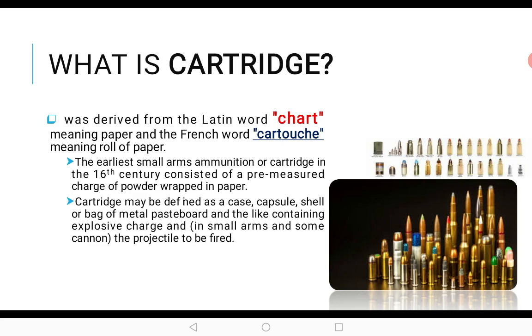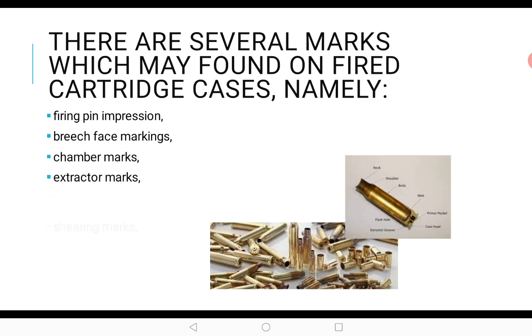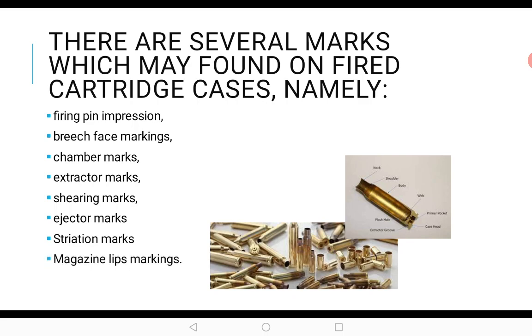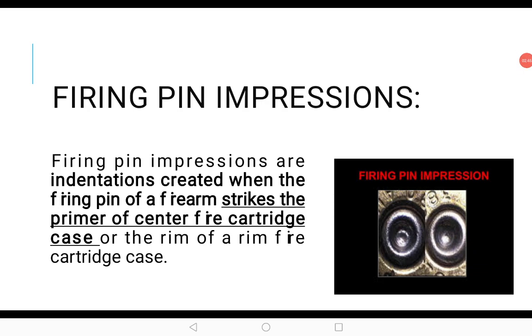Okay, there are several marks which may be found on fired cartridges, and they are the following. First, we have the firing pin impression. And then we have the breech face markings, chamber marks, the extractor marks, the shearing marks, the ejector marks, striation, and the magazine lip markings. Take note of that. So first we have the firing pin impression. These are indentations created when the firing pin of a firearm strikes the primer of the center fire cartridge case or the rim of a rim fire cartridge case.